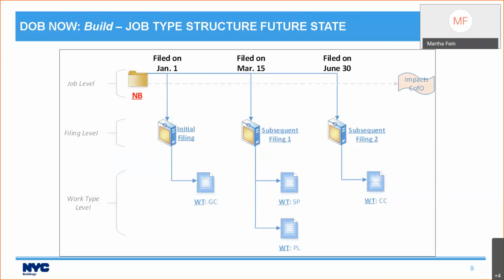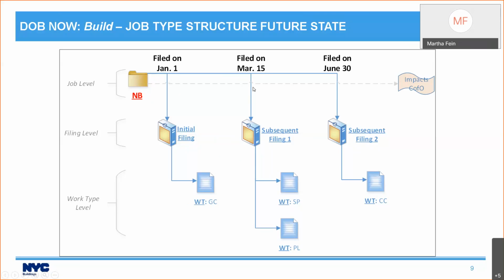So let's look at how this might work out. We have a new building job, and it gets filed on January 1st, the initial filing. And so that's the filing level. And then at the work type level, the work type is general construction. As you will see, both new building initial filings and Alt-CO initial filings require general construction as part of that initial filing.